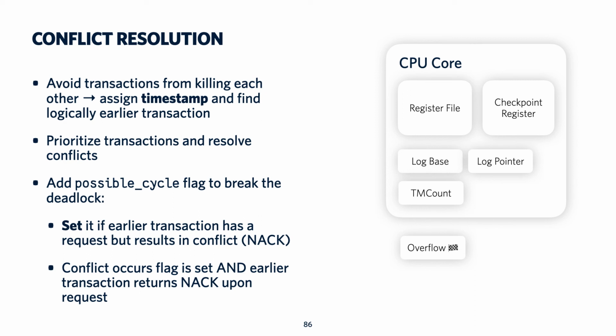So we can broadcast a timestamp to them, and we add this flag called possible cycle to break the lock. So if one of the earlier transactions already has a lock on it, and if an earlier transaction is trying to request, then we set the lock, and if the lock is set and yet we're still getting a NACK request from an earlier transaction, then we raise a conflict.